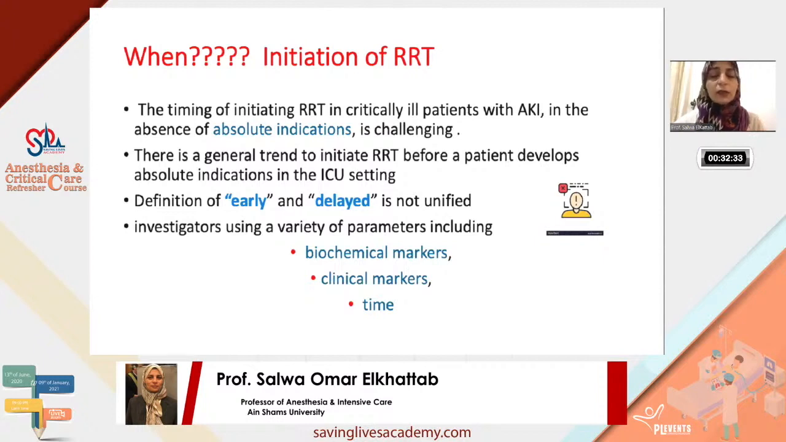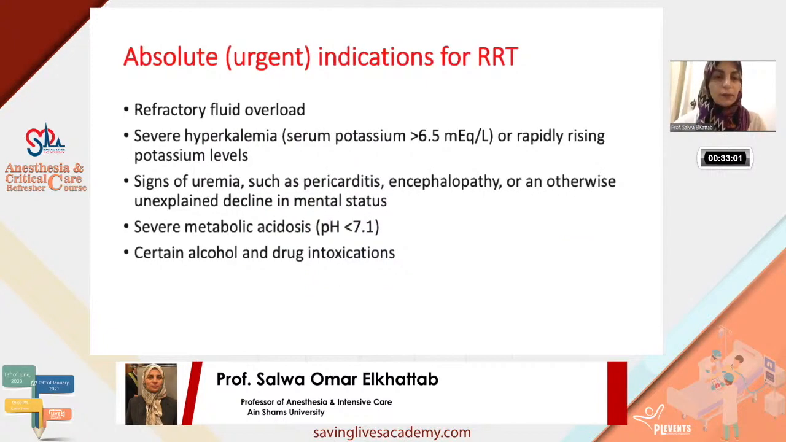There is a lot of controversy and a lot of discussion about early versus late. Usually we are using biomarkers or parameters to tell early versus late. It might be biomarkers about renal functions, electrolytes, and so on, or clinical markers, or the time from presentation of the patient till the decision to go for RRT.